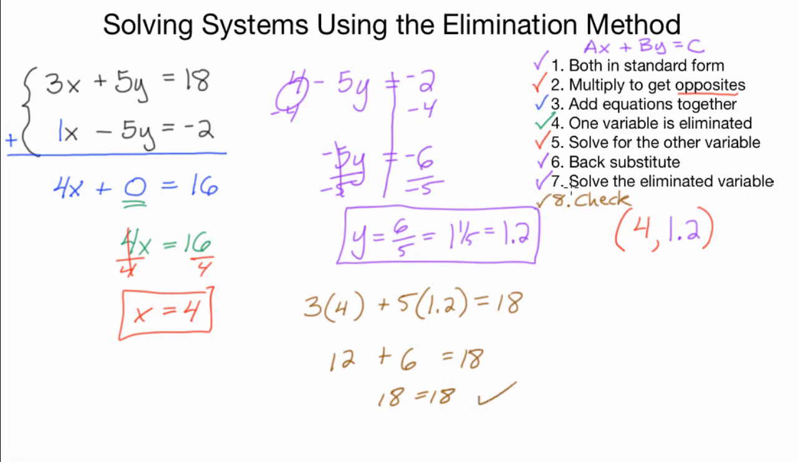So I would definitely encourage you, as you're doing these systems of equations and using the elimination method, you should always be able to check to know if you solved it correctly. So there we go. We've just got the solution to this system. When x is 4 and y is 1.2, it satisfies both of these equations and is the point of intersection.